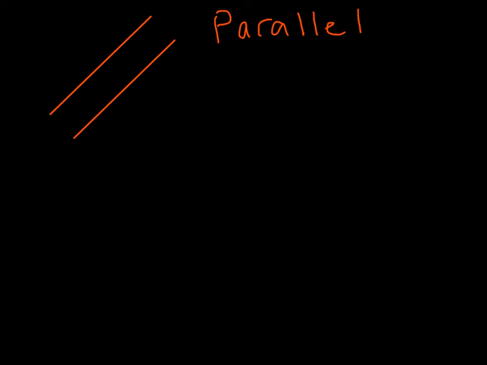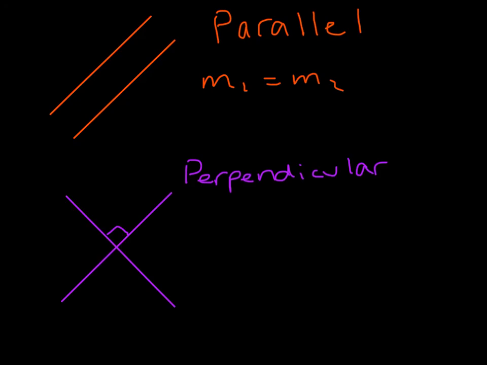Lastly, two parallel lines will have the same gradient, so therefore m1 will equal m2. And if two lines are perpendicular, then the product of their two gradients will equal minus 1. So m1 times m2 will equal minus 1.